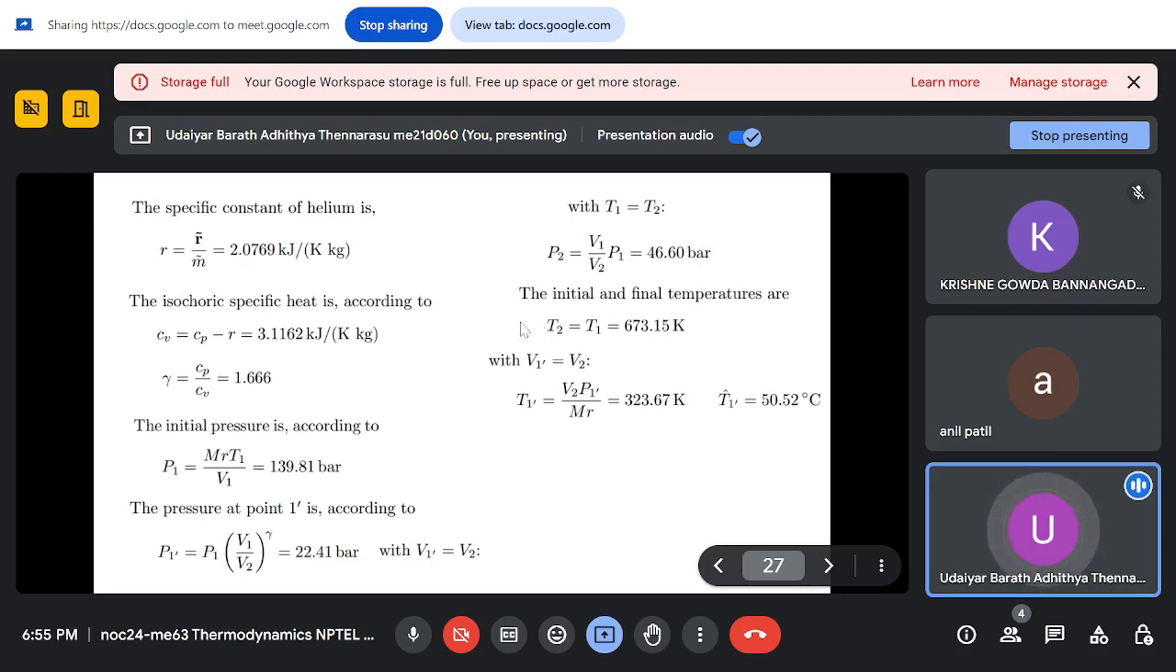Now the initial and final temperature is known, which is 673.15, which is 400 plus 273.15. 1 dash to 2 is an isochoric process where volume is constant. Using that we can find the temperature at state 1 dash, because we know the temperature at 2, the pressure at 1 dash, and the volume at 1 dash, which is equal to 2. Substituting all, again using the ideal gas equation, we can find the temperature at 1 dash as 323.67 Kelvin, which is nothing but 50.52 degrees Celsius.